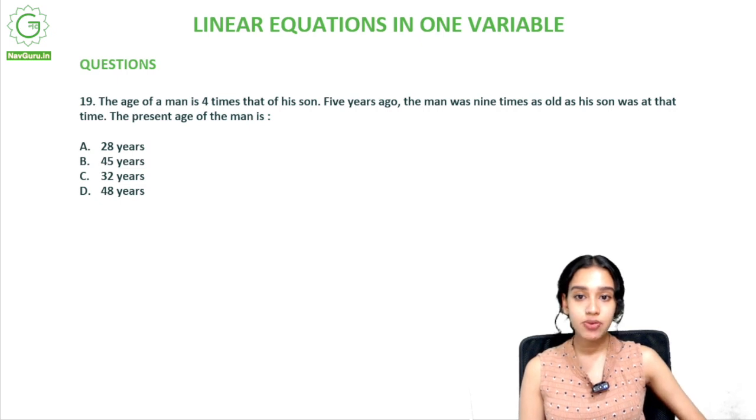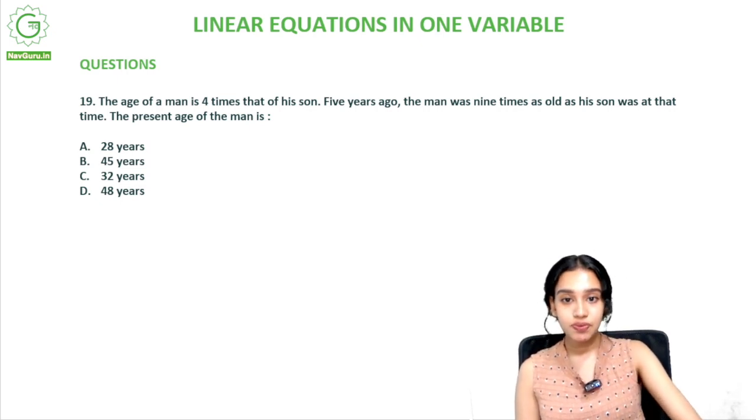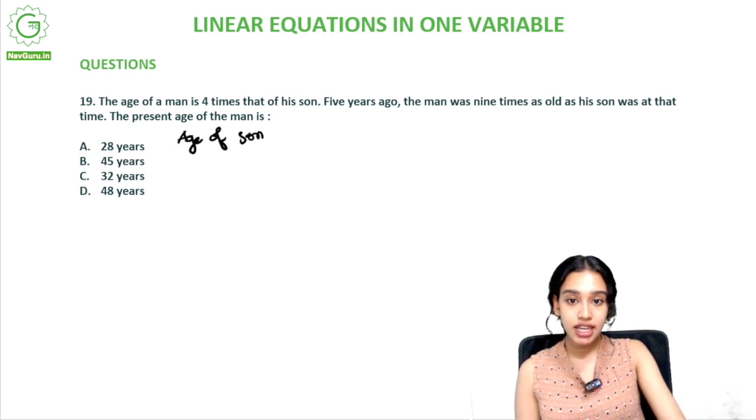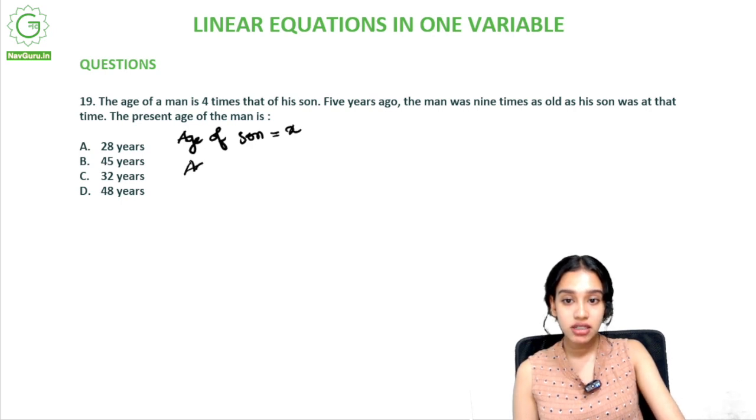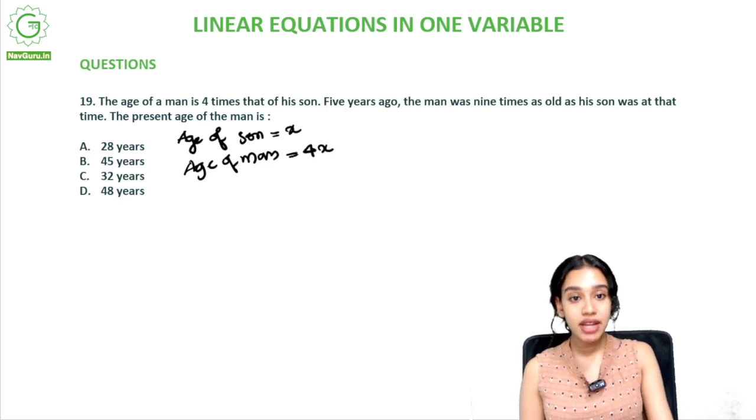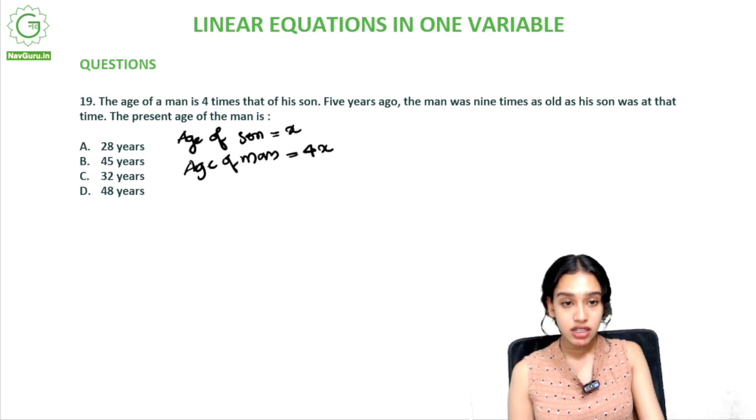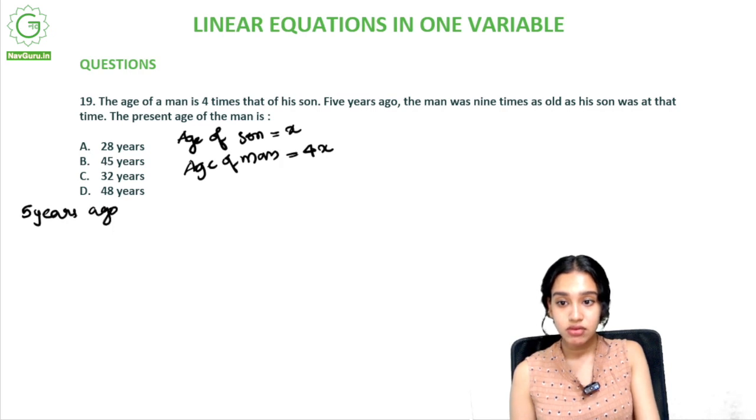The age of a man is 4 times that of his son. So let's say the age of son is equal to x. So the age of man is 4 times the age of son. So that is 4x, right? 5 years ago, the man was 9 times as old as his son, right? When we are talking about 5 years ago, the man was 9 times as old as his son. So if the age of the boy was x, the man was 9 times x.